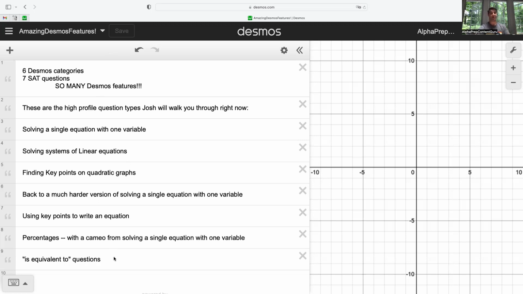The 6 categories are solving a single equation with one variable, solving systems of equations, using key points on graphs, in particular using key points to write an equation, percentages, and "is equivalent to" types of questions. Let's go.